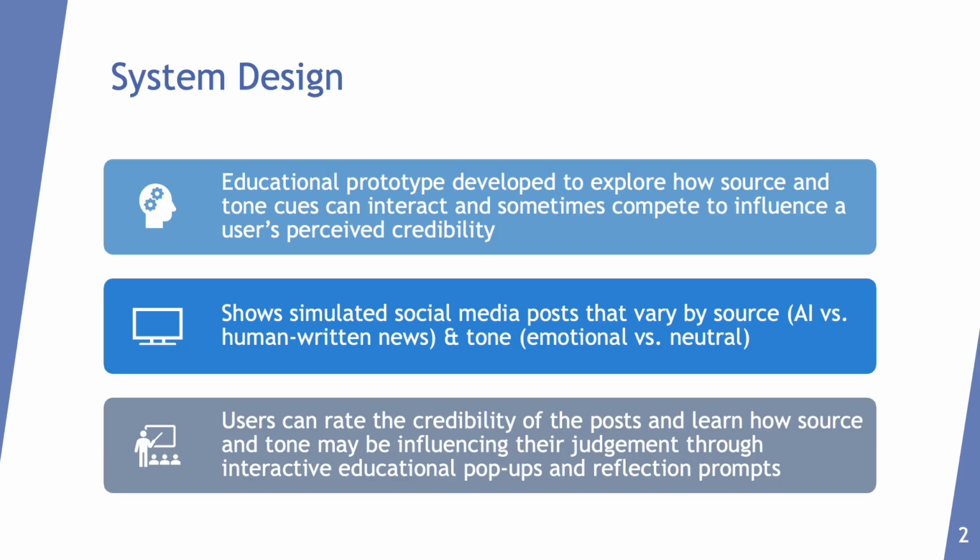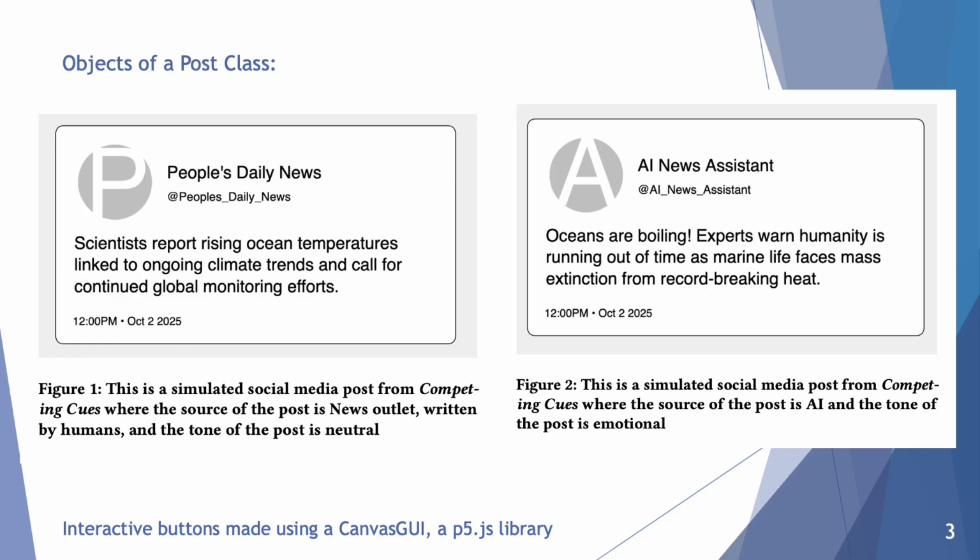Users can then rate the credibility of the posts and learn more through educational pop-ups on how source and tone cues may be influencing them. These are two examples of posts that users can view and rate. Figure 1 is written by a human and uses neutral language, and Figure 2 is written by AI and uses emotional language. These are both objects of an abstract post class, which was inherited and then also overridden to create their profile pictures. All interactive buttons were made using a P5 library called CanvasGUI.